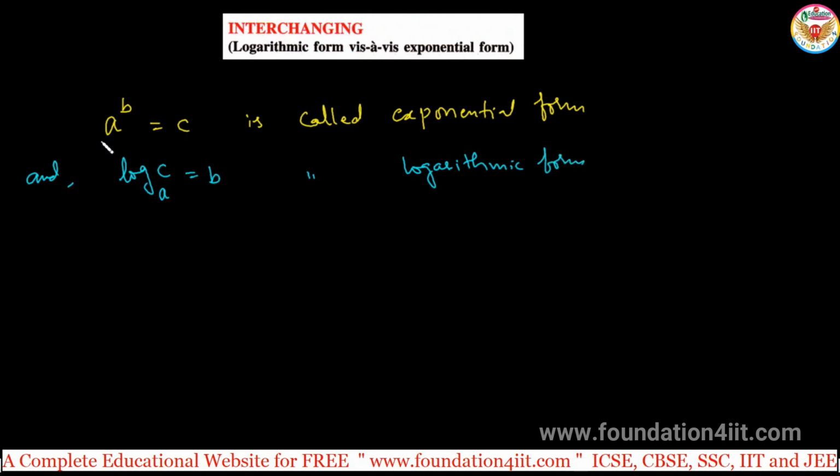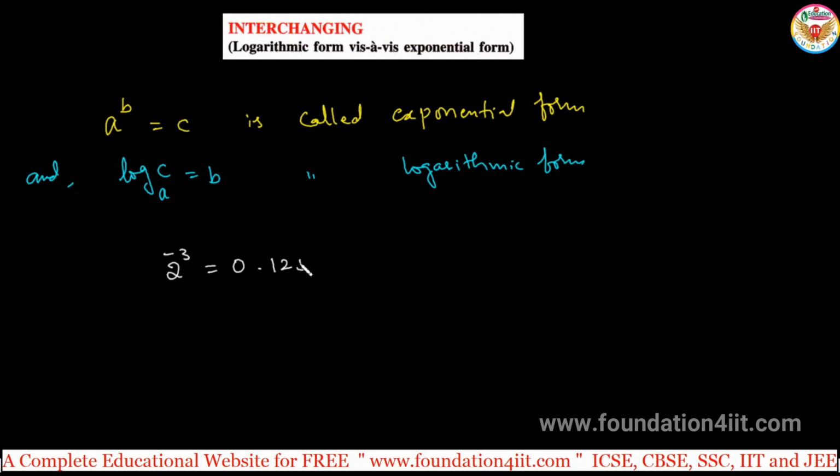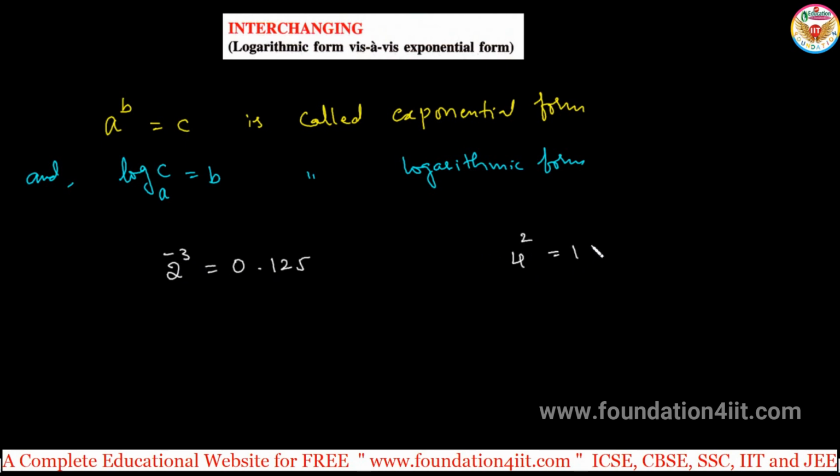Yes, so this is the conversion. Now we can take any example. Let's take 2 to the power minus 3 is equal to 0.125. This is an exponential form. 2 to the power negative 3 is equal to 0.125, and 4 to the power 2 is equal to 16. So these are exponential forms.